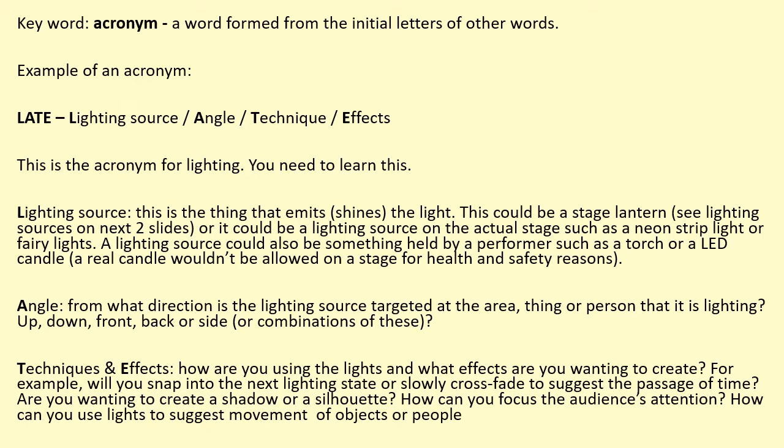Is it a stage lantern? Is it a torch? The thing that makes the light. That's all lighting source means. Angle means what direction is it shined from? So quite simply, we've got up, down, back, front, and side. There are diagonals as well. It's not quite as simple as that, but conceptually it's very simple. How you do it is not simple, but conceptually it's simple.